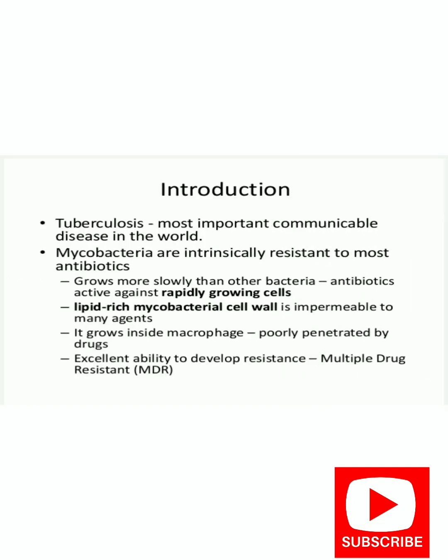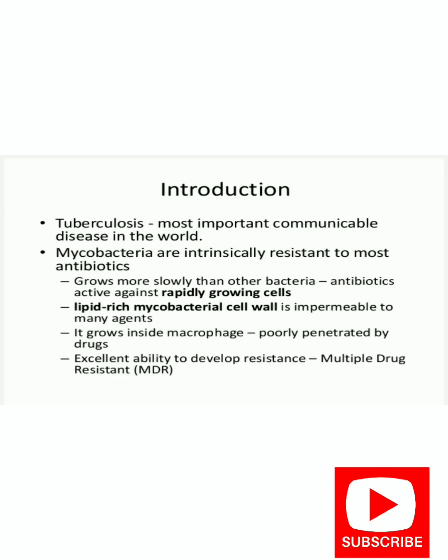First of all, the introduction. In the introduction, we'll discuss what tuberculosis is. Tuberculosis is the most important communicable disease in the world. Mycobacteria are intrinsically resistant to most antibiotics, so they grow more slowly than other bacteria. So for effectiveness, we use antibiotics which are active against rapidly growing cells.